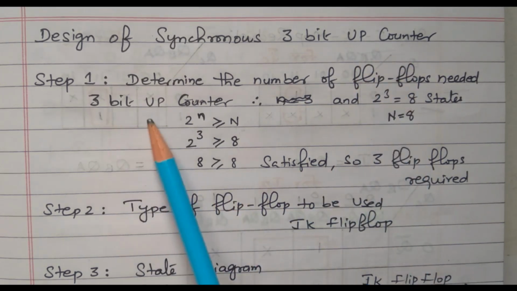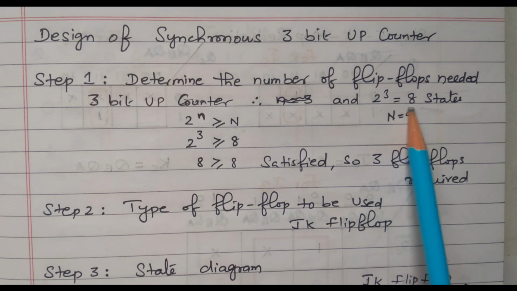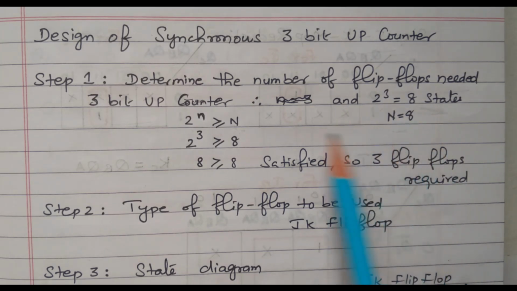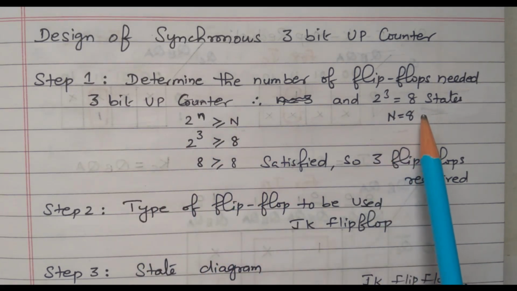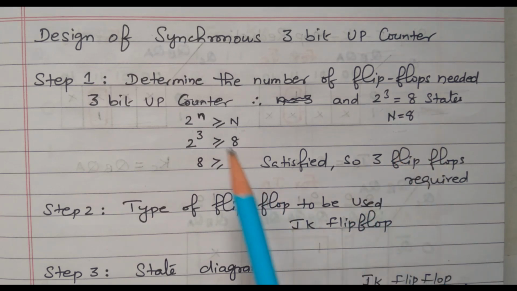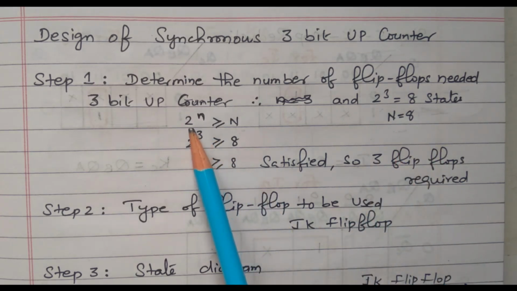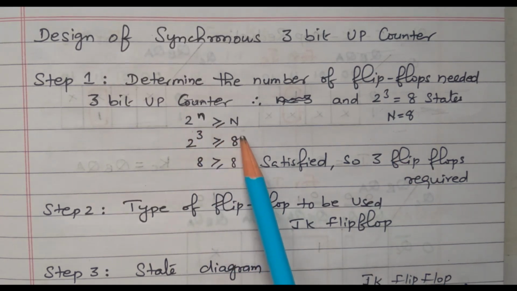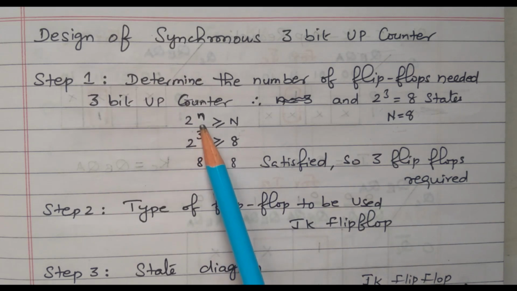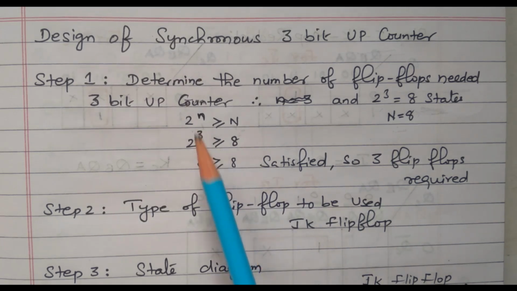So the 3-bit is available, so 2 to the power 3 equals 8, there will be 8 states. Capital N equals 8 states. Because of 3-bit there are 8 combinations, that is 0 0 0, 0 0 1, like that we have 8 states available. To identify the number of flip-flops, the condition given is 2 to the power n greater than or equal to capital N. Capital N is the number of states, small n is the number of flip-flops required.